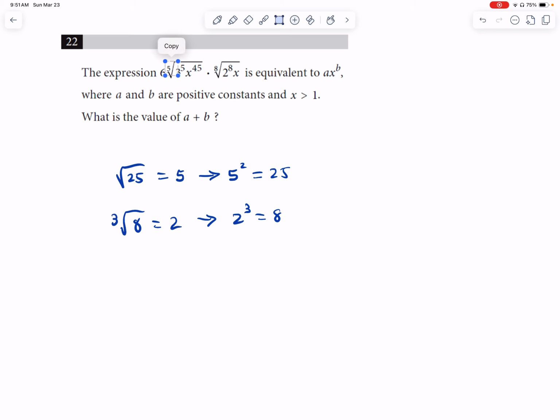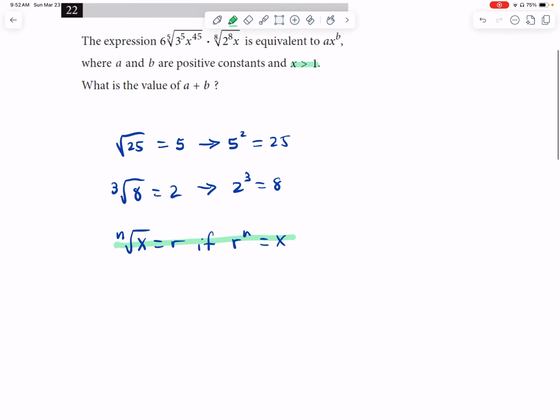Of course, that's going to come into play with each of these roots. I have the 8th root and the 5th root up here. So in general, the nth root of x is equal to r if r raised to the nth power is equal to x. That's basically the definition of the nth root. It gets a little more complicated when you have negative numbers, depending on whether the root is even or odd. But they threw that out the window because they said x is greater than 1, so we don't have to worry about x being 0, a fraction, or a negative number. It simplifies the problem somewhat.